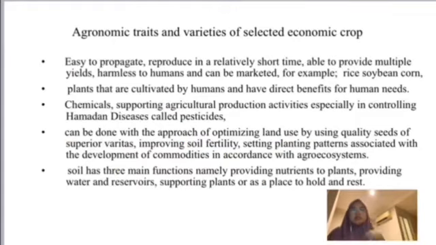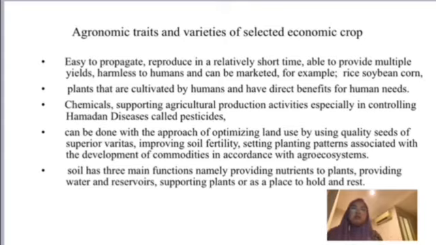In agronomy, the object is the plant that has characteristics such as easy to progress, reproduce in a relatively short time, able to provide multiple yields, harmless to humans, and can be remarked. For example, rice, soybean, and corn. In the study of agronomy, these are plants that are cultivated by humans and have direct benefits for human needs.